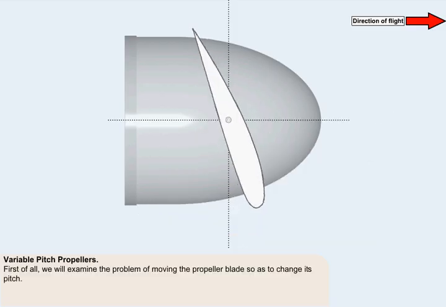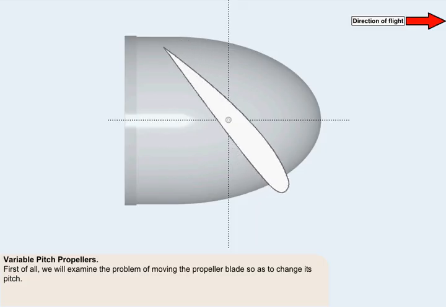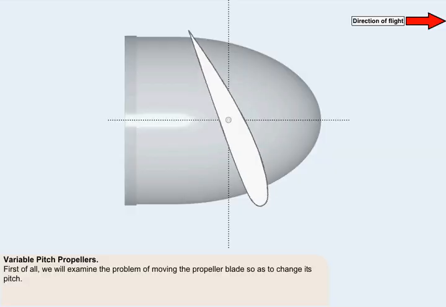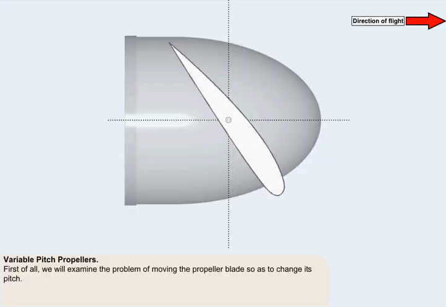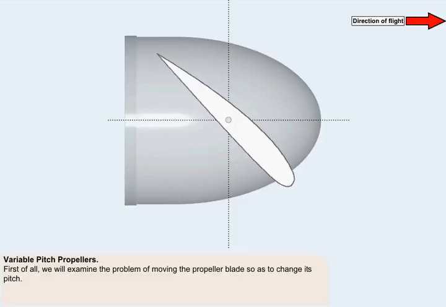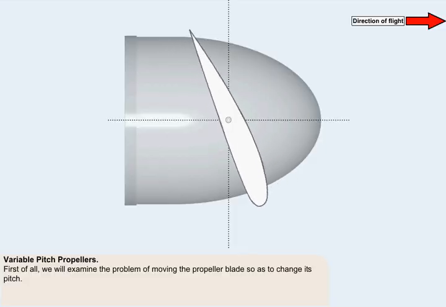Varying the pitch of a propeller throws up two basic problems, one of blade actuation and one of pitch control. We will initially examine the problem of blade actuation. The issue of pitch control will be covered later in this lesson.